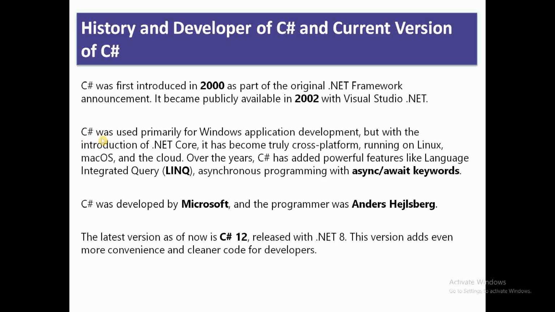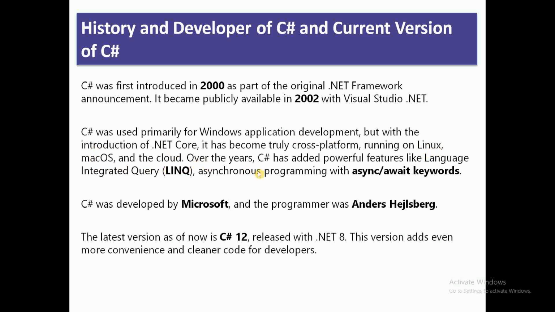And the next one is C# was used primarily for Windows application development, but with the introduction of .NET Core, it has become truly cross-platform. Mainly, it was developed only to create Windows applications, but with the evolution of .NET, it introduced .NET Core. So it is cross-platform now. We can run .NET Core on multiple platforms like the Linux operating system, the Mac operating system, and cloud computing.